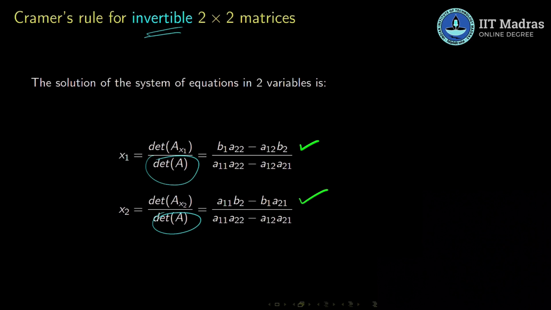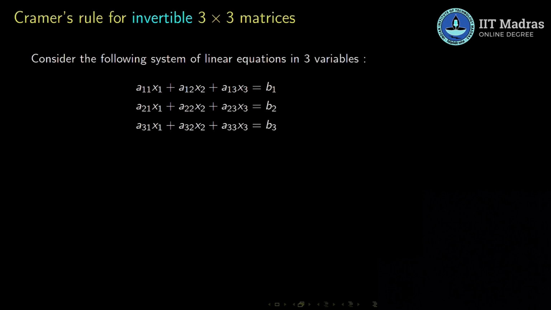Fine. So, that is the algorithm you have to follow for Cramer's rule to find the solutions of a system of equations where the coefficient matrix A has non-zero determinant. Okay, we can make this more general. So, let us do Cramer's rule for 3 by 3 matrices. So, again here the coefficient matrix must be invertible. So, the determinant of A must be non-zero because we divide by that determinant.